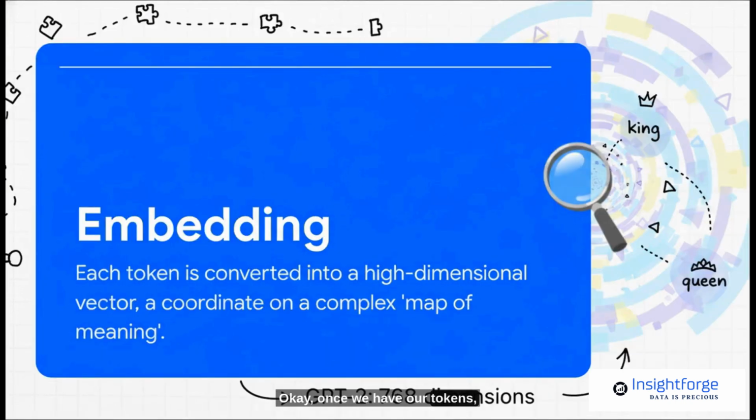Okay, once we have our tokens, each one gets an embedding. This is wild. It basically turns each token into a coordinate, a single point on this gigantic, multi-dimensional map of meaning. On this map, concepts that are similar, like king and queen, or dog and puppy, are located really close to each other. And when I say multidimensional, get this. An early model like GPT-2 used a map with 768 dimensions. It's kind of impossible for our brains to even picture that.